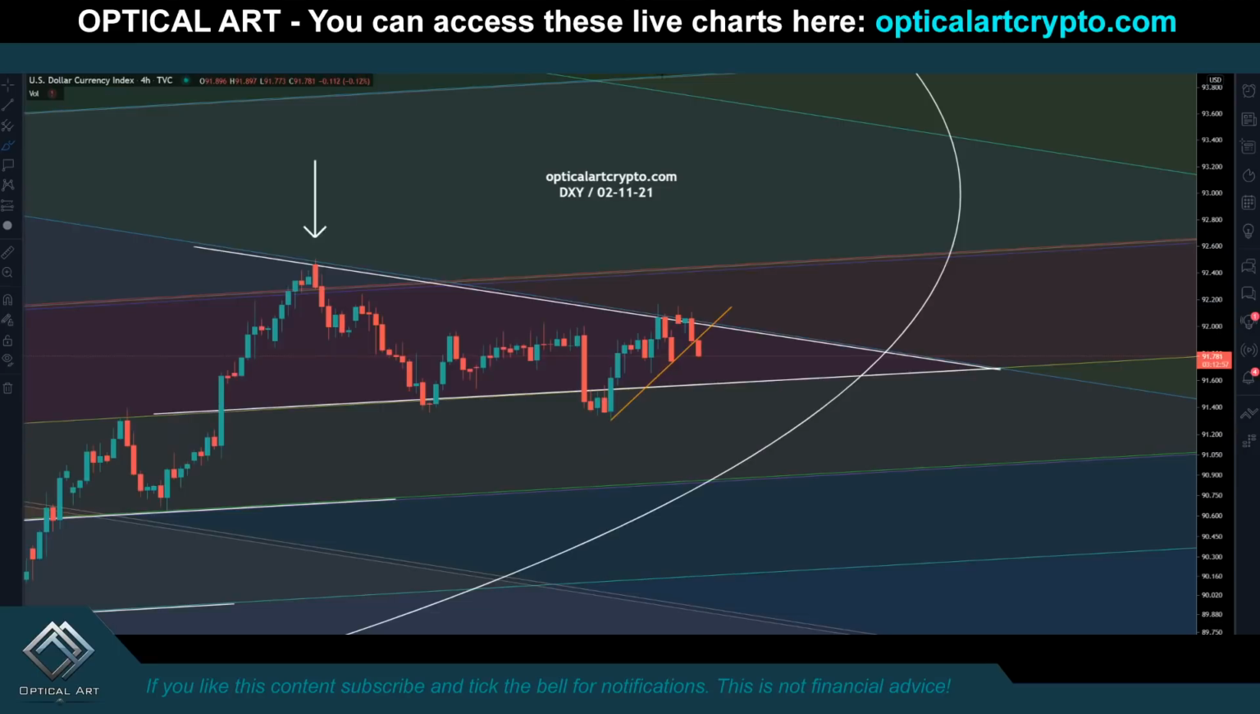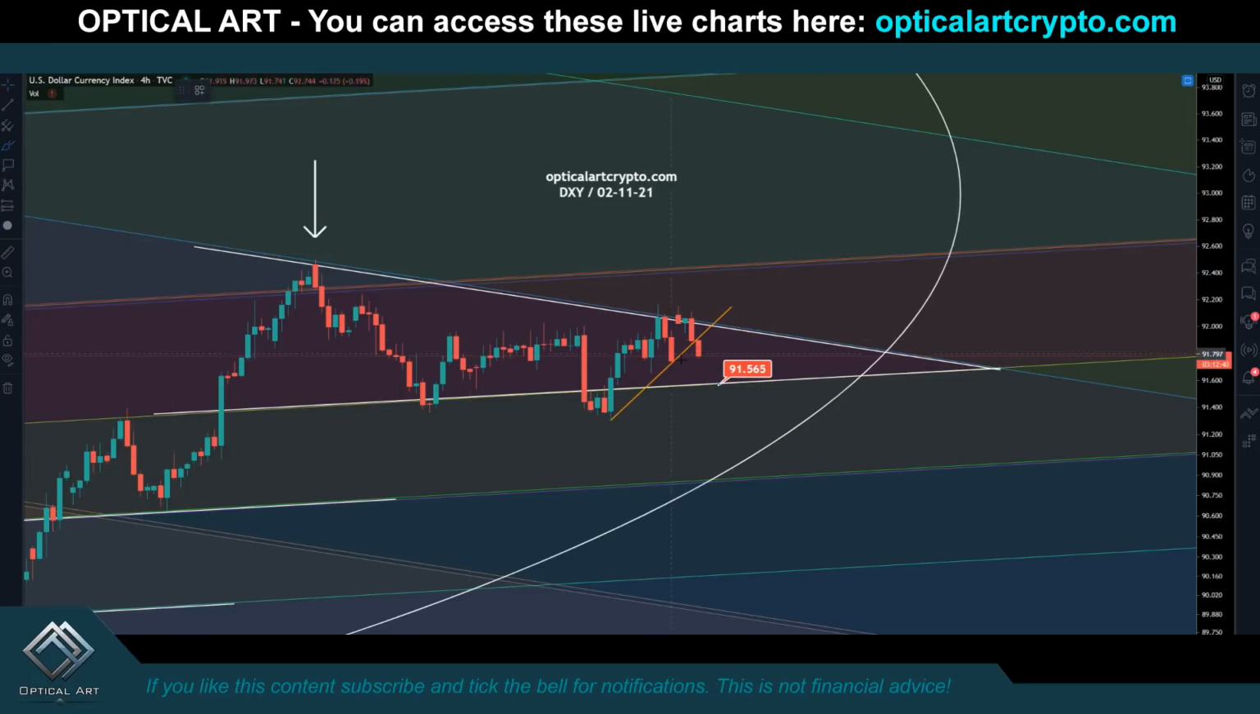If dominance is dropping and the dollar starts pushing up, that is going to be very bearish for Bitcoin. So I just want to point that out. Do pay attention to both. It looks like on this chart, our next support level for the DXY to watch is right here at 91.